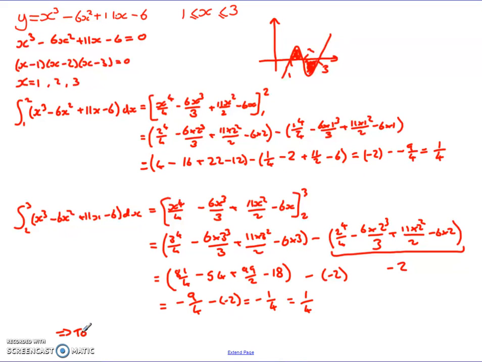So therefore my total is equal to the first area, so a quarter, plus a quarter, so it's a half units squared. So that's the entire area there, half units squared. So we don't know the units, so we just say that.